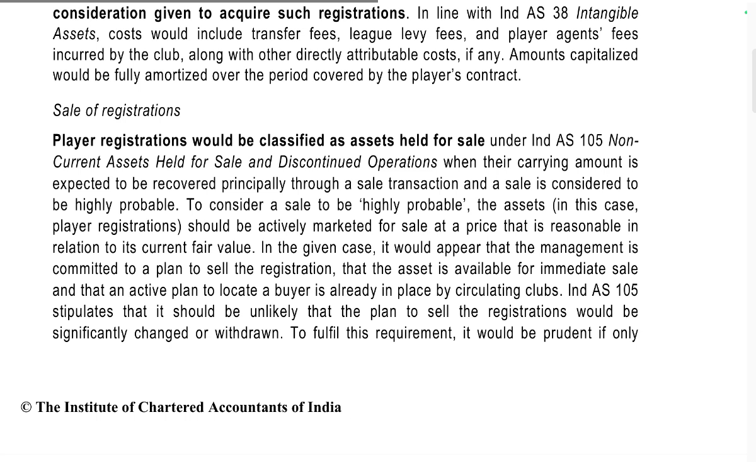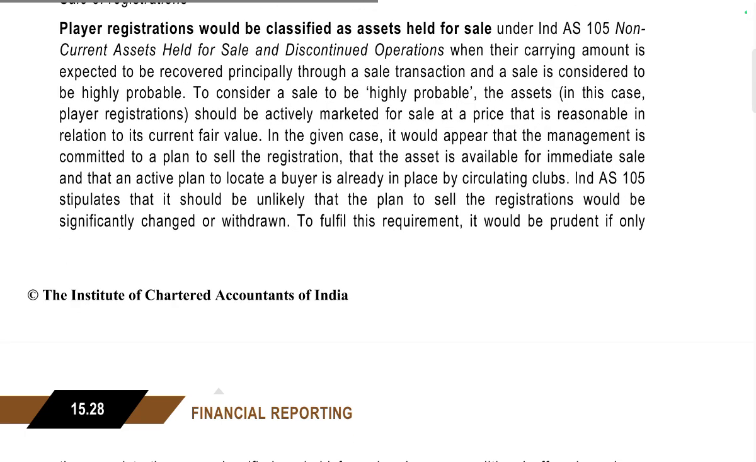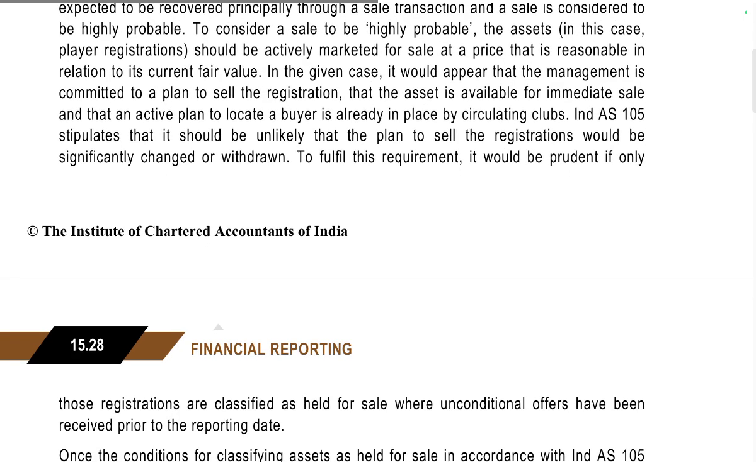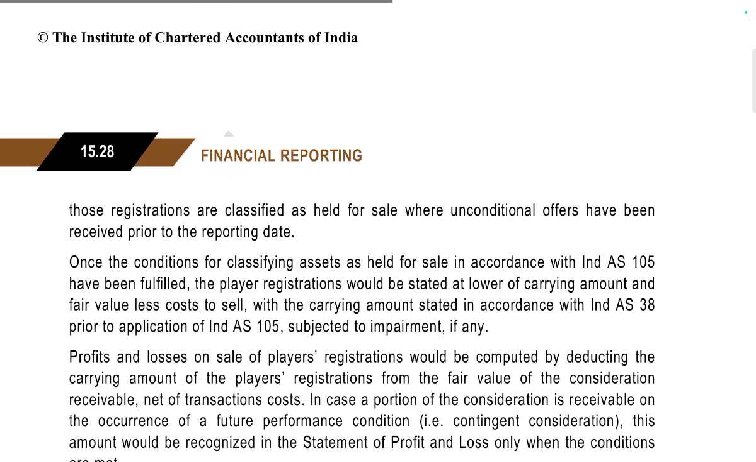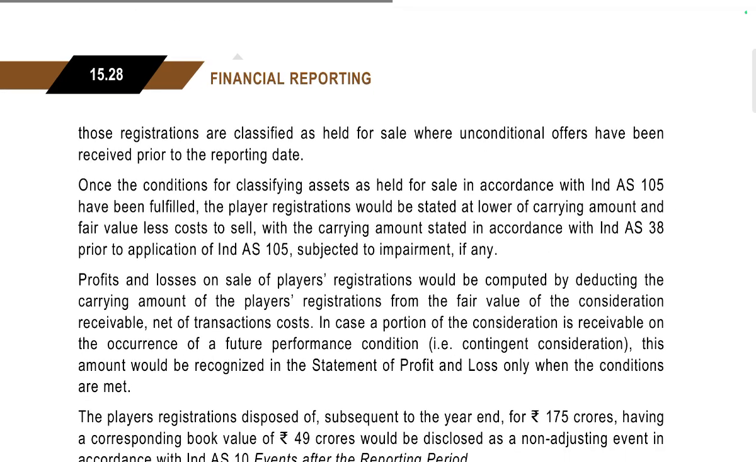In the given case, it appears that the management is committed to a plan to sell the registration, that the asset is available for immediate sale, and that there is an active plan to locate buyers among the circulating clubs. NDA 105 stipulates that it should be unlikely that the plan to sell the registration would be significantly changed or withdrawn. To fulfill the requirement, it would be prudent that any of those registrations be classified as held for sale with unconditional offers received prior to the reporting date.